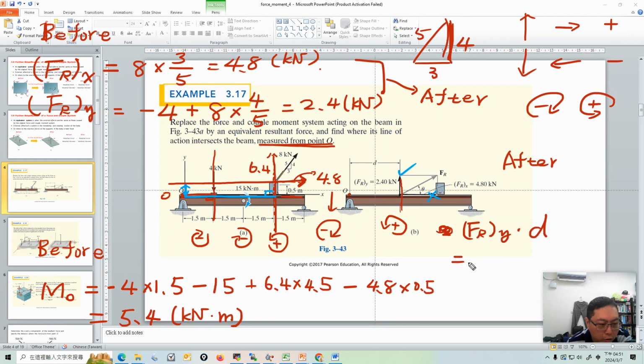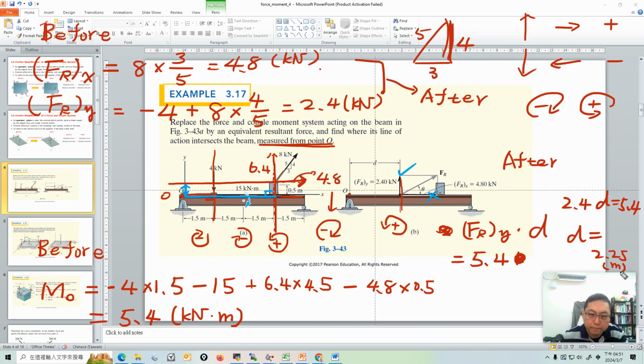The resultant moment before simplification is 5.4 kilonewton meter. So F_Ry, which we already know is 2.4, times D equals 5.4. So D will be, what's the answer? D will be 2.25. The unit is meter. Let me check: 5.4 divided by 2.4 is 2.25. Okay, 2.25 meter.